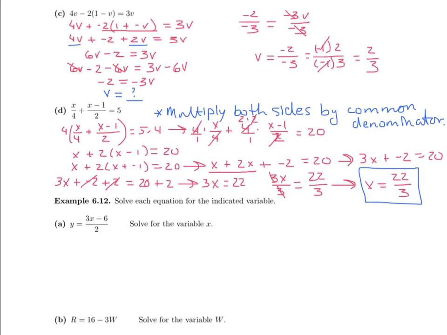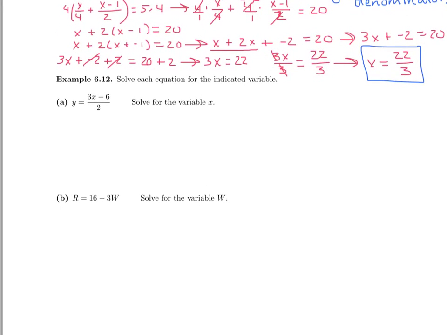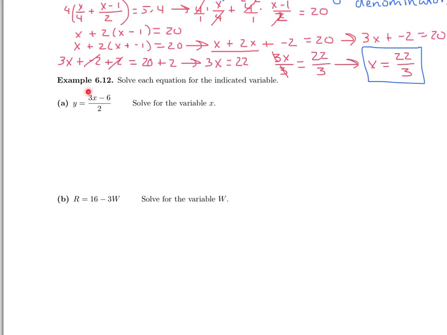Okay, let's go ahead and look at our last example, example 6.12. Solve each equation for the indicated variable. Okay, in part A, notice that this equation here involves two variables, x and y. The equation is linear because there's only one factor of y and one factor of x. In other words, you're not seeing x squared or y cubed or x times y. You're just seeing single factors of the variables x and y.